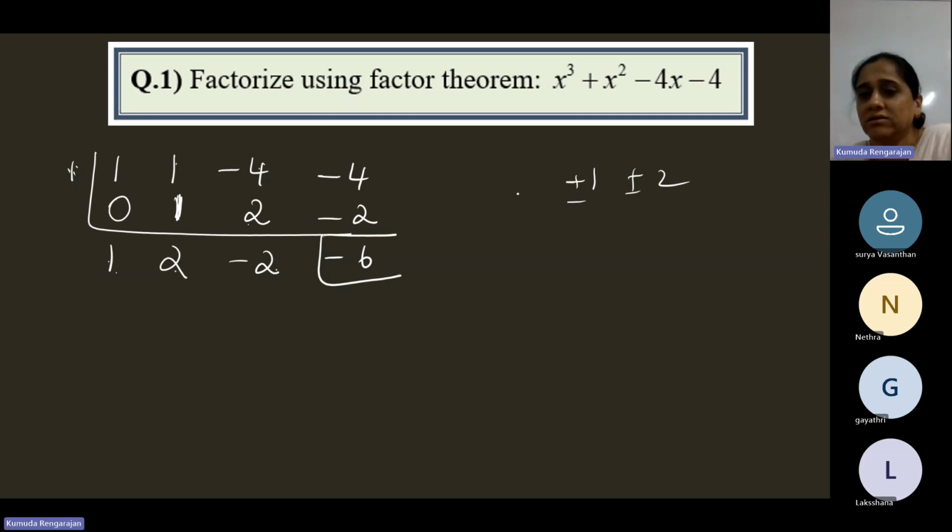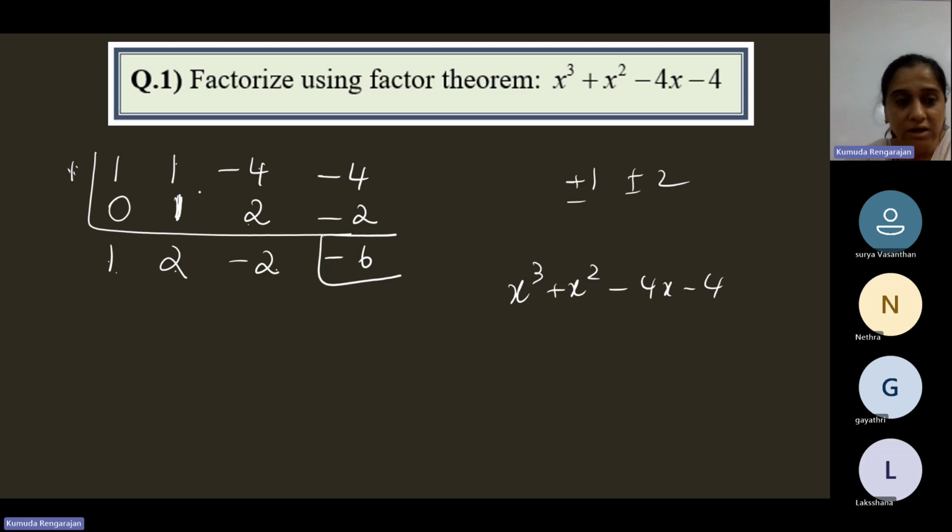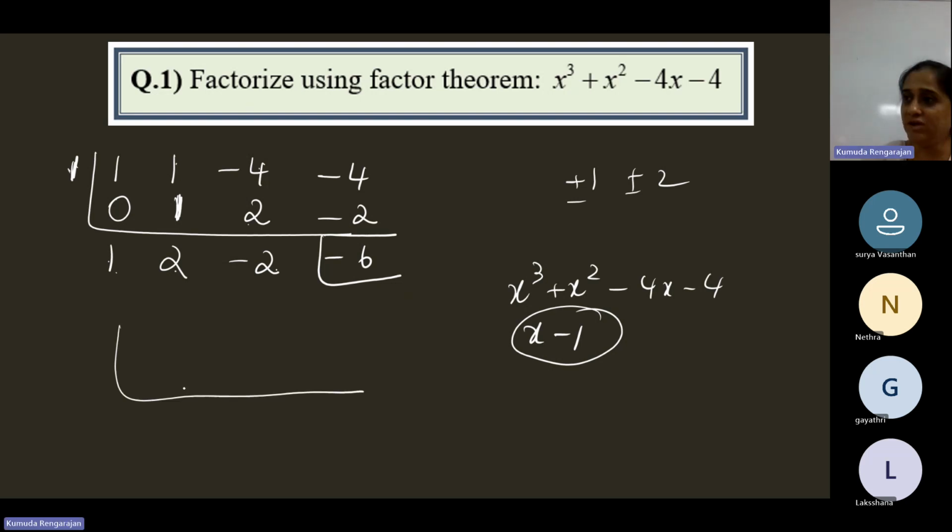When you divide the polynomial x cubed plus x squared minus 4x minus 4 by, you've used 1, right? So by x minus 1, opposite sign. We have used 1 here. So when you divide by x minus 1, the remainder is not 0, which means x minus 1 is not a factor of the given cubic polynomial. So leave it. Now let's try minus 1.